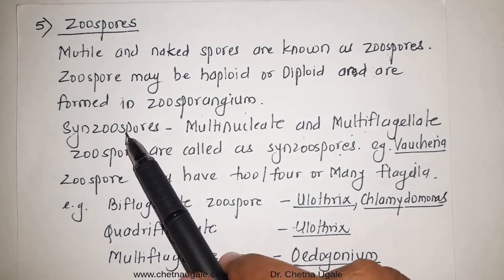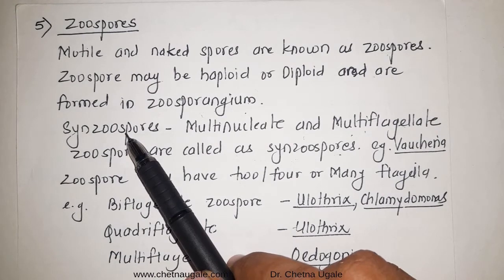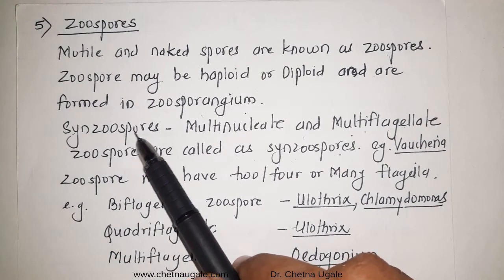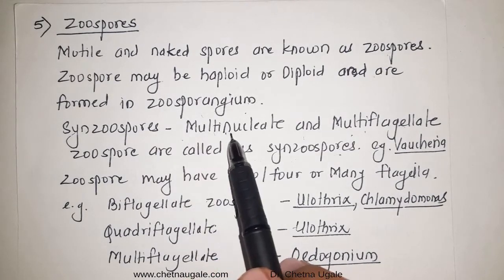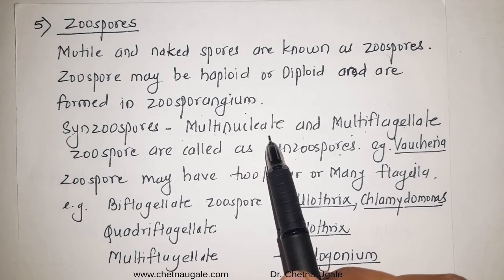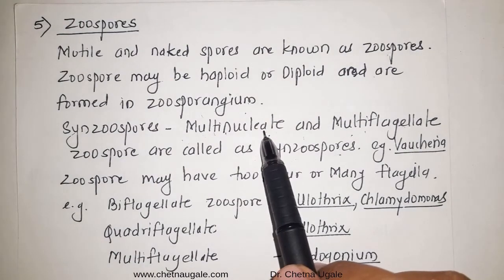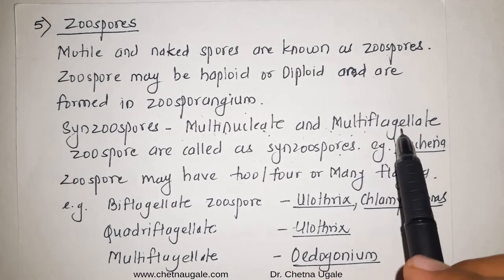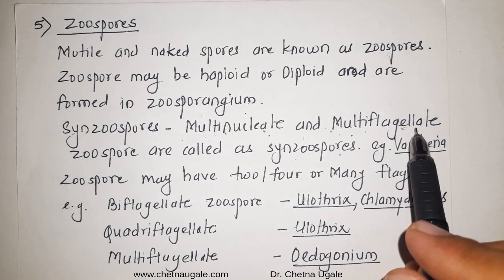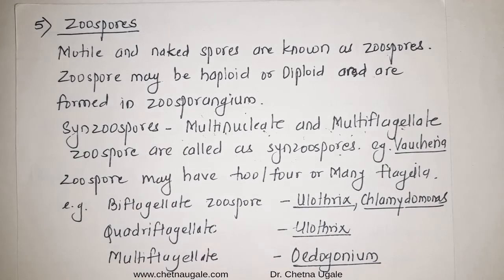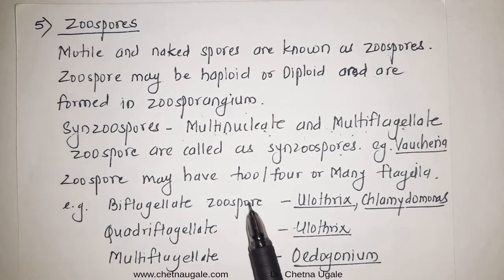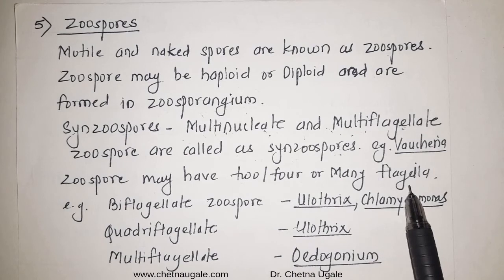So in case of the synzoospore, either there is no formation of a septum or there is a formation of many nuclei. That's why this zoospore appears multinucleate. That means there is a presence of many nuclei within a single spore. And of course there is a presence of multiflagellate, that means flagella in more than two number. Such a kind of zoospore is termed as the synzoospore. In this case, the zoospore may have 2 or 4 or even many flagella.